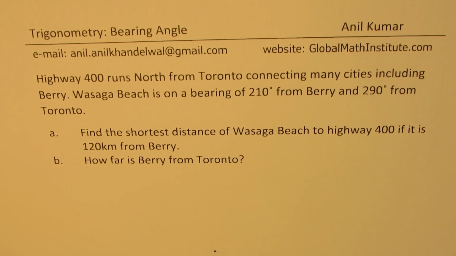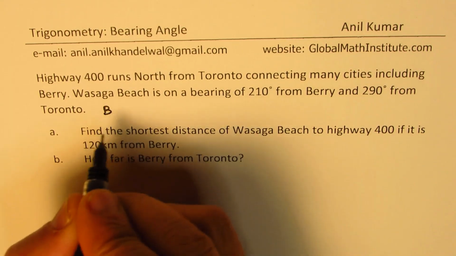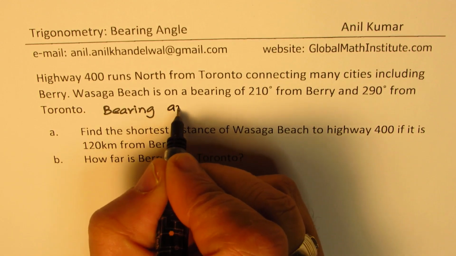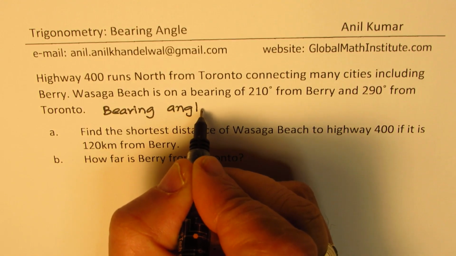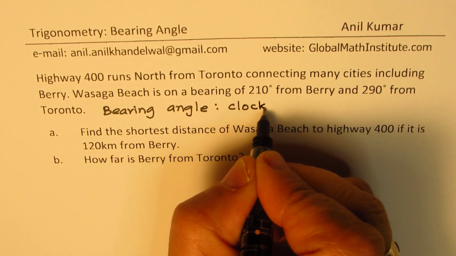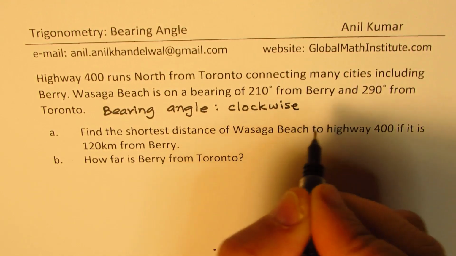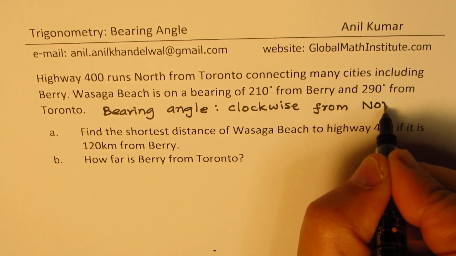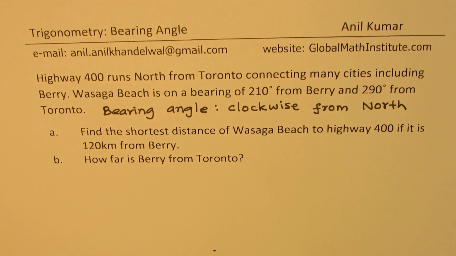So let's understand what bearing angles are and then we'll begin with its solution. Whenever we say bearing angle, the bearing angle is the angle from north, and that is clockwise, right? So bearing angle means clockwise from north. Now based on this, let's make our sketch.